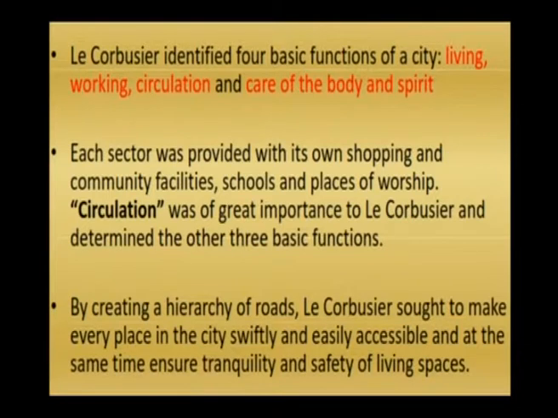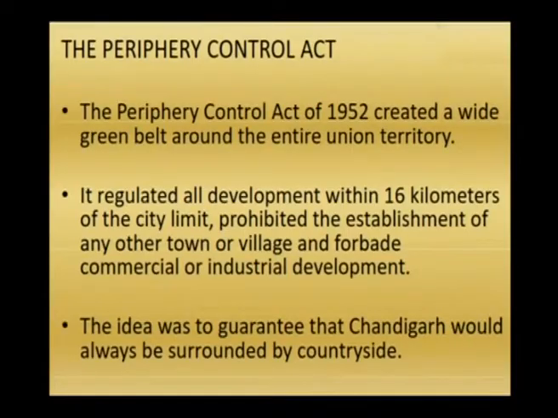By creating a hierarchy of roads, Le Corbusier sought to make every place in the city swiftly and easily accessible, and at the same time to ensure tranquility and safety of living spaces. The Periphery Control Act. This act came about in 1952, and it created a wide green belt around the entire Union Territory of Chandigarh. It regulated all development within 16 kilometers of the city limit, prohibited the establishment of any other town or village, and forbade commercial or industrial development.